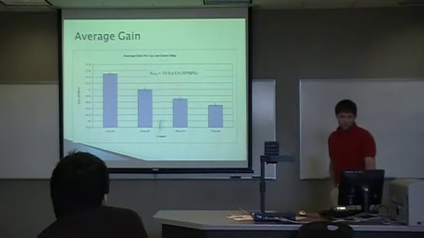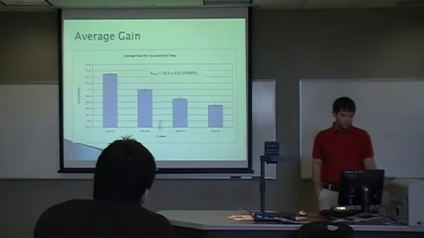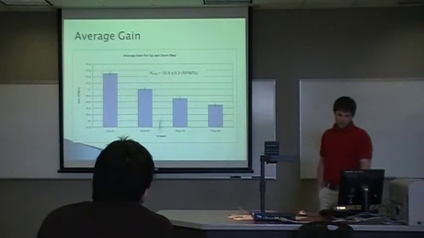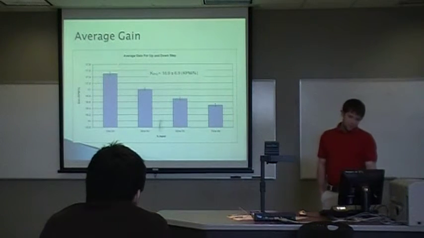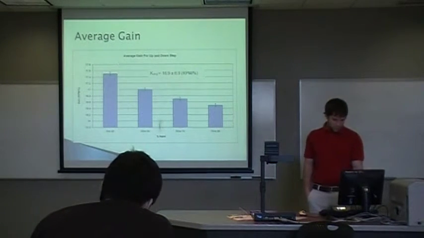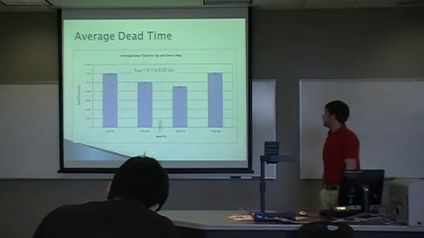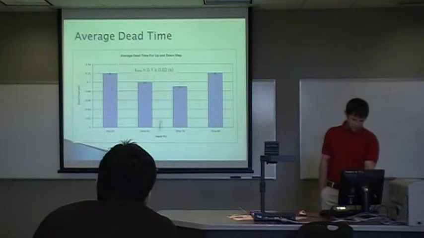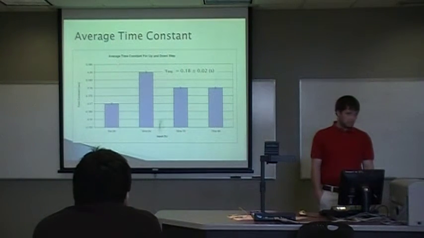Now, as far as comparing, our up and down step values were the same, so we just took an average value for them all. And so our gain for step response was 16.9 plus or minus 6.9 RPM per percent. Our average dead time was 0.1 plus or minus 0.02 seconds, and the time constant was 0.18 plus or minus 0.02 seconds.